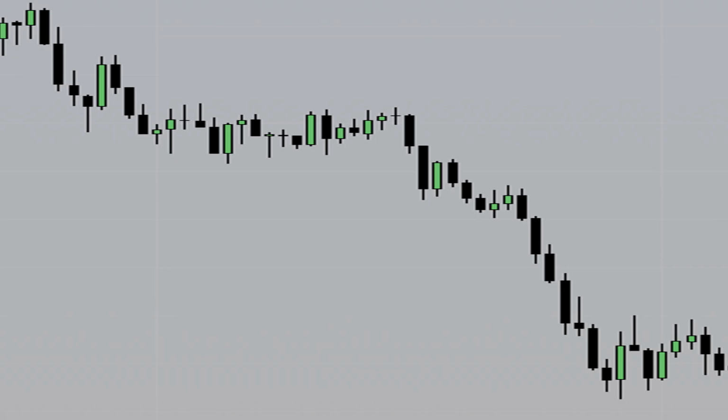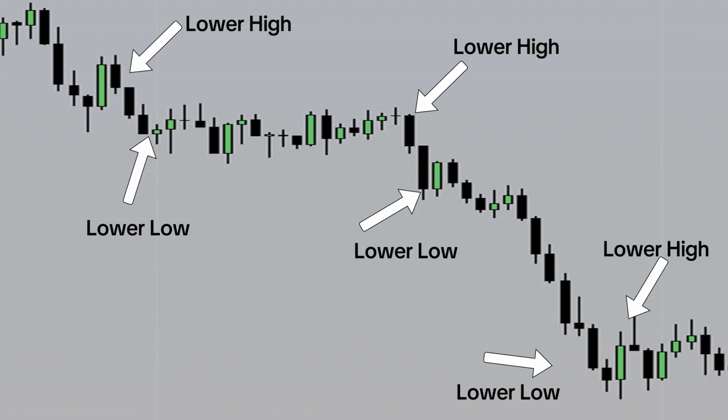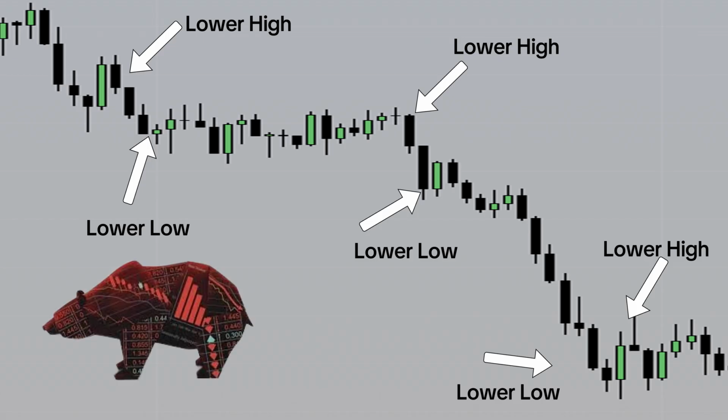A downtrend is the opposite of an uptrend. Here, the price is making lower highs and lower lows, indicating bearish momentum. Traders often look for opportunities to short or sell during a downtrend.